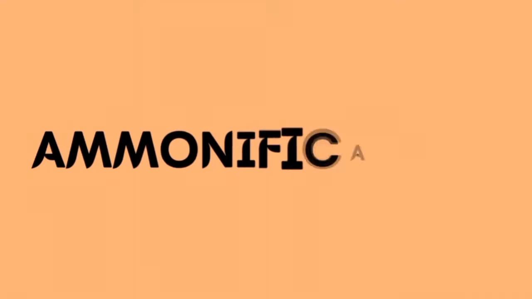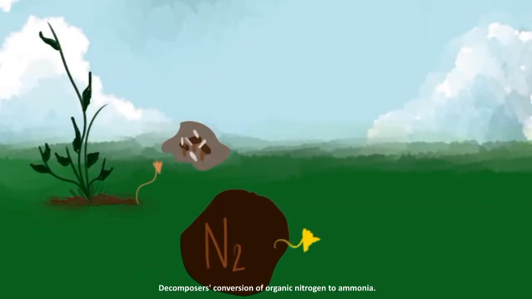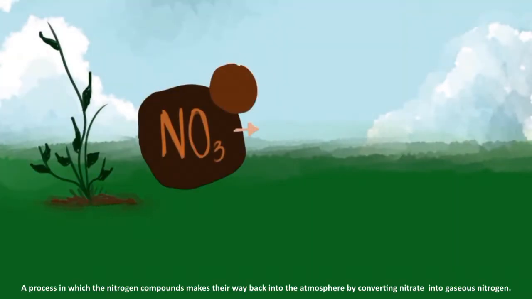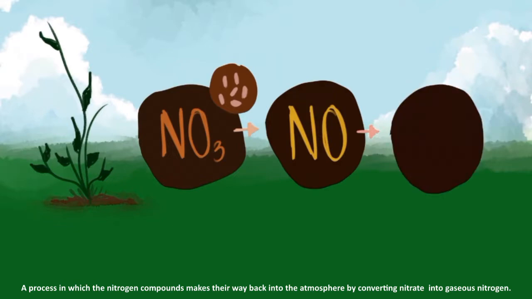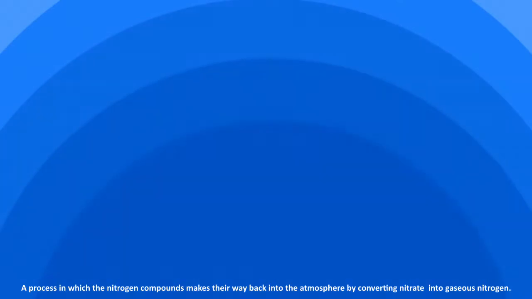Fourthly, ammonification. Decomposers convert the organic nitrogen to ammonia. Fifth and finally is denitrification, a process in which the nitrogen from the soil makes its way back to the atmosphere by converting nitrate into gaseous nitrogen.